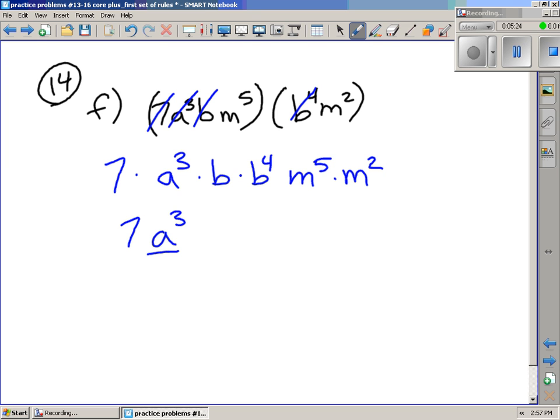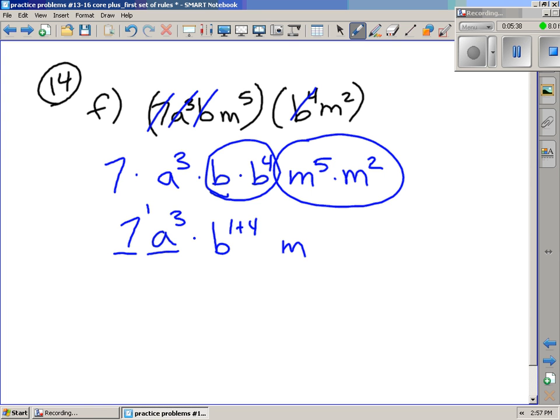No base is the same as a or 7. That could be 7 to the first if you think of it with an exponent and the 7 as a base. These bases are the same, so we can add the exponents. And these bases are the same, so we can add the exponents. So we end up with 7a to the third, b to the fifth, m to the seventh power.